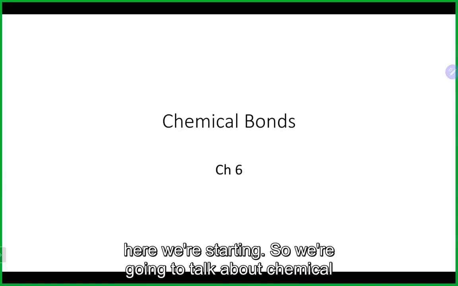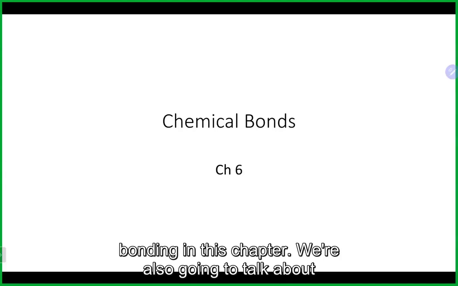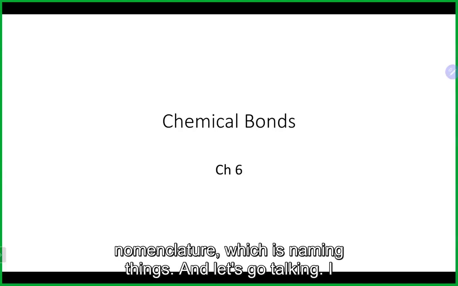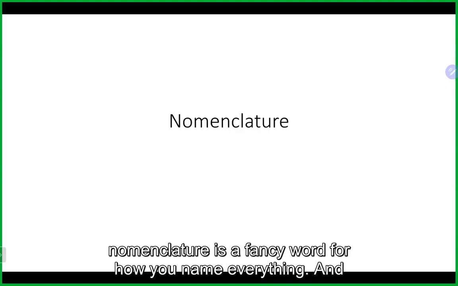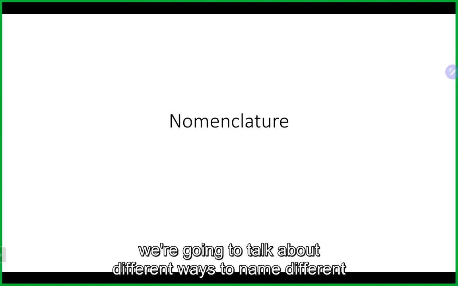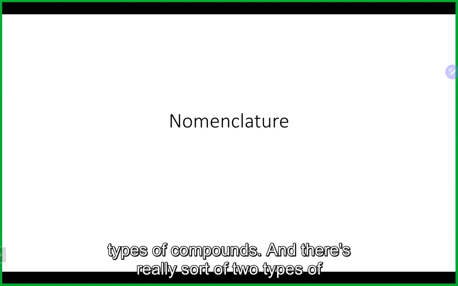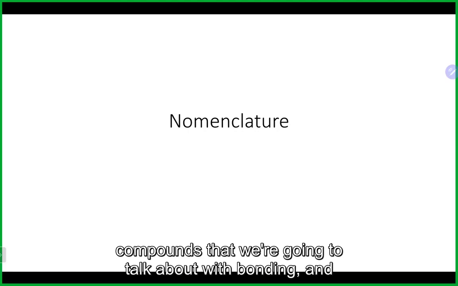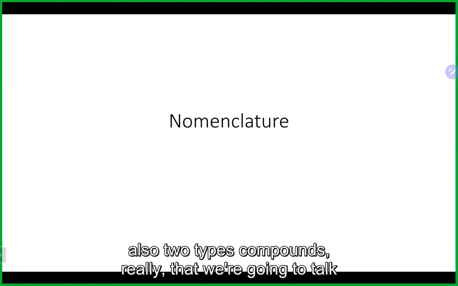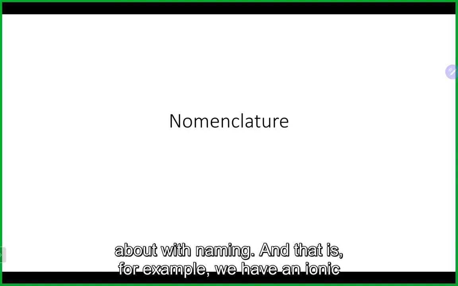So we're going to talk about chemical bonding in this chapter. We're also going to talk about nomenclature, which is naming things. So we're actually going to start with nomenclature, I think. And nomenclature is just a fancy word for how you name everything. We're going to talk about different ways to name different types of compounds. And there's really sort of two types of compounds that we're going to talk about with bonding, and also two types of compounds really that we're going to talk about with naming.